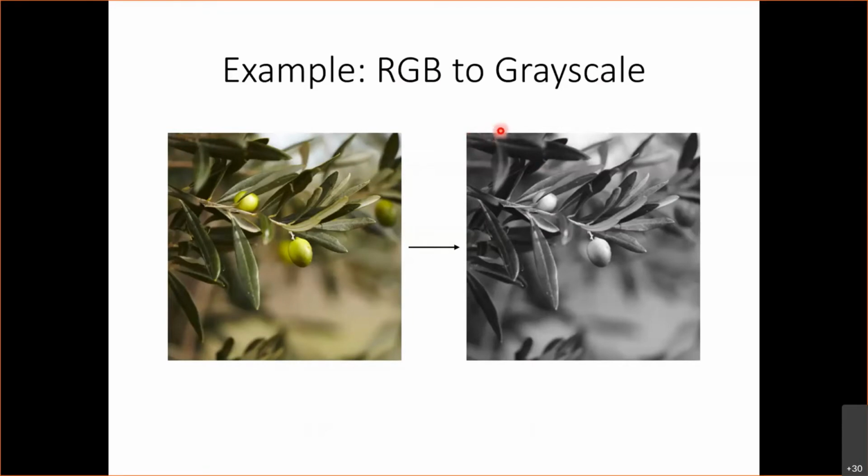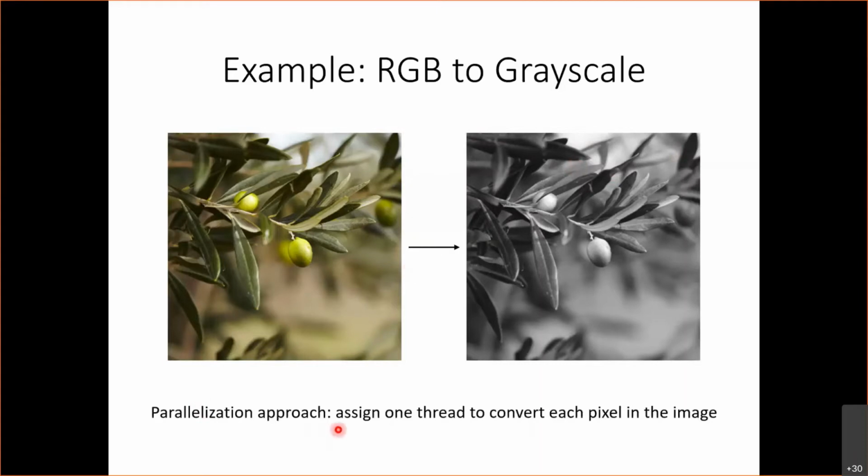So if we want to process this in parallel, what is an obvious way of using data parallelism? What do you suggest? How do you suggest we can parallelize this? Give each thread a pixel. Right, exactly. So what we can do is give each thread a pixel. The straightforward parallelization approach is to assign one thread to convert each pixel in the image.